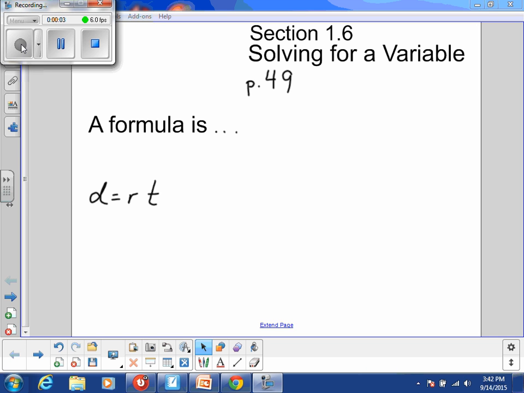Today we're beginning section 1.6 in your textbook, and the name of the section is solving for a variable. But this is going to look a little bit different from solving for the variables in equations that we solved for before. We're not going to get numerical answers. In other words, you're not going to get something like x equals 7 or n equals -5. You'll see what happens as we solve these variable formulas.